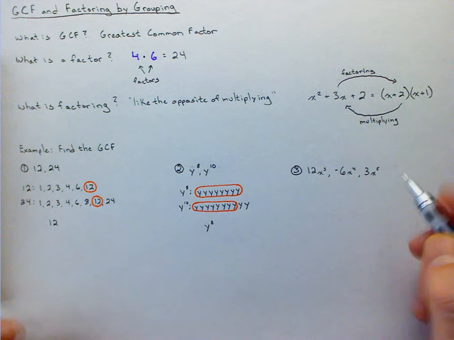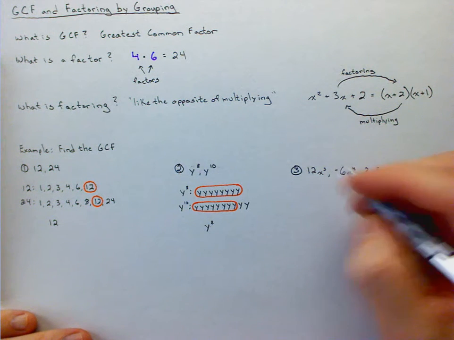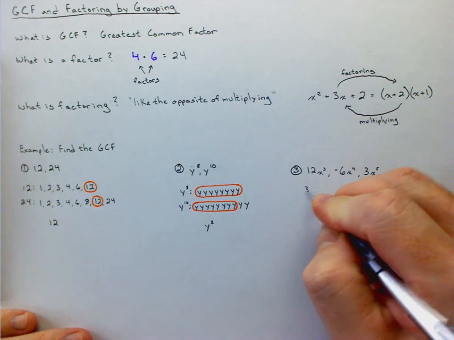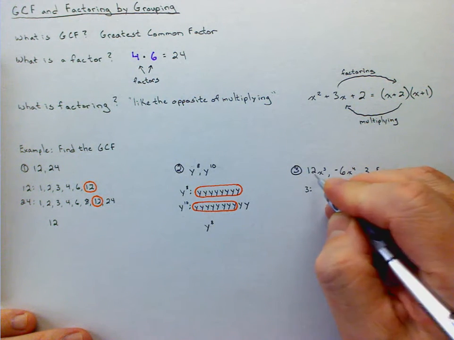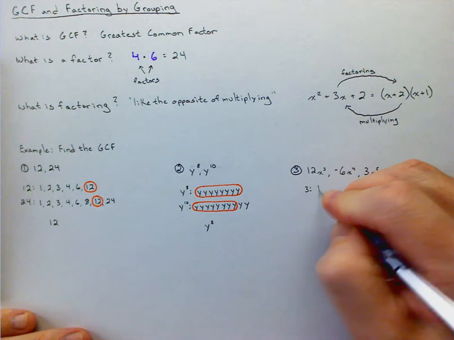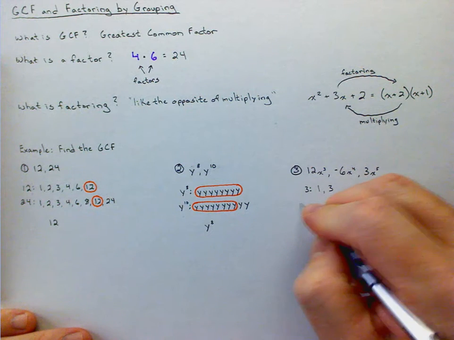Alright, so for this one, factors. This one's tricky because I have a -6 in there. So let's write out the factors for our coefficients, 12, -6, and 3. I'll start with 3, the smaller. So 1 and 3, and -6.